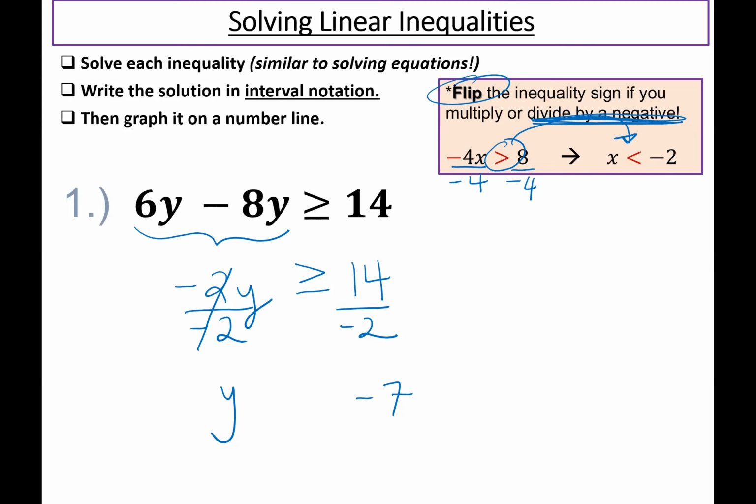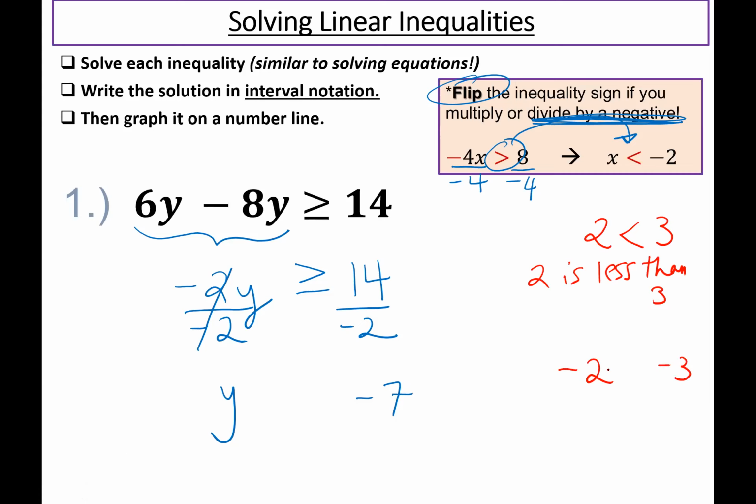So here's a quick little example of why we do this, or an example of why this might make sense. So here's a quick example with some numbers. So what if I write 2 is less than 3? That's true. Okay, what if I now divide them both by -1?